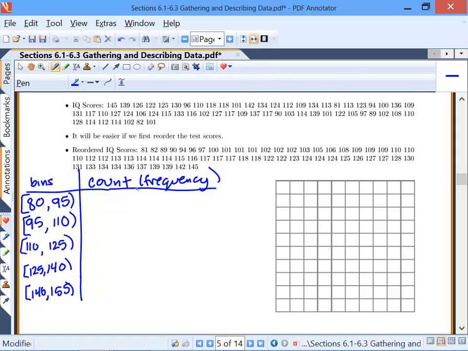Now I need to go through and count how many observations fall in each one of these bins. So from 80 to 95, not including the 95, we have 1, 2, 3, 4, 5. Now I need to count from 95 to 110. 1, 2, 3, 4, 5, 6, 7, 8, 9, 10, 11, 12, 13, 14, 15, 16. Oh, don't include the 110. So I'm at 16. Right? You guys can correct me if I'm wrong.